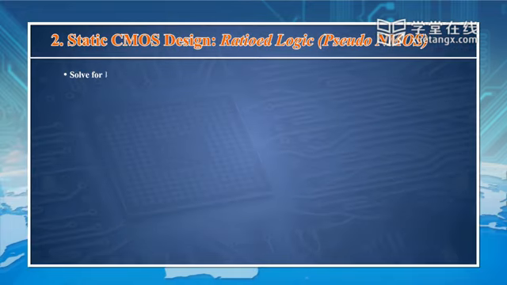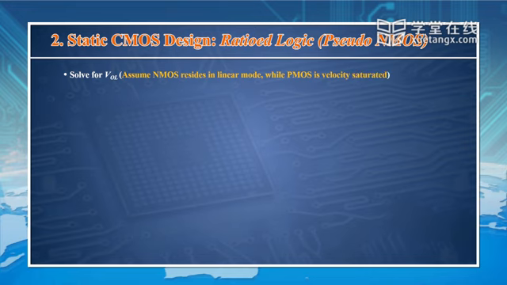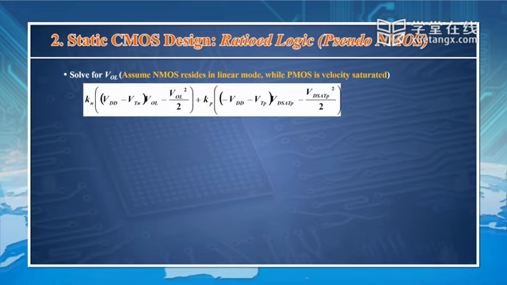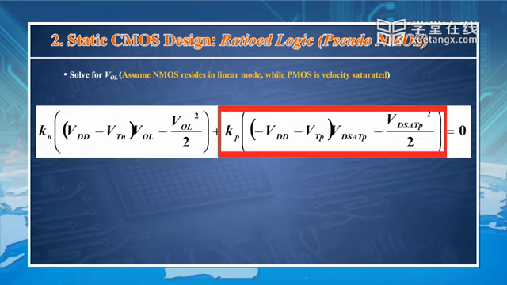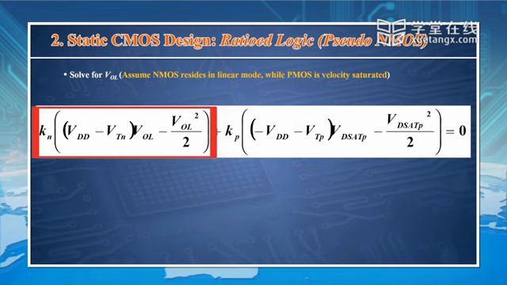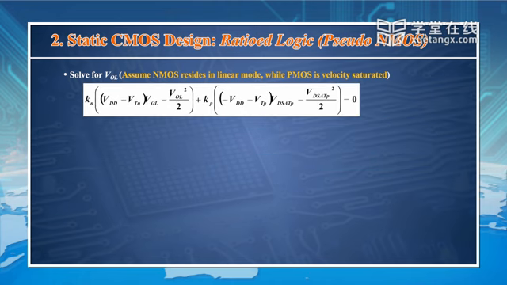Okay, so how could we solve for the output voltage low, VOL? We assume that the NMOS resides in the linear region, while the PMOS transistor is velocity saturated. Then we can equate the current through the load device and the pull-down network. This is the current through the pull-down network composed of NMOS transistors. This is the current through the load device, the PMOS transistor. This is velocity saturated. This is in linear mode.